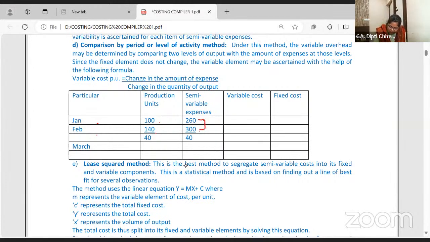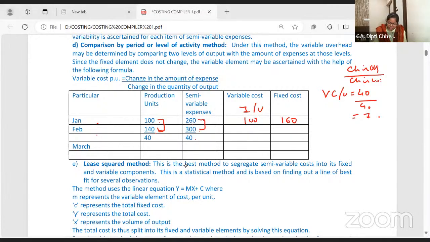Now, the change in semi-variable overhead due to the change in production is only because of the variable element. So, what's the variable cost per unit? Change in overhead, that's the formula. Change in overhead 40 divided by change in units 40. Here it's coming 1. So variable cost is 1 per unit, 100. Total semi-variable overhead is 260, so fixed overhead will be 160. In 140, variable overhead will be 140.